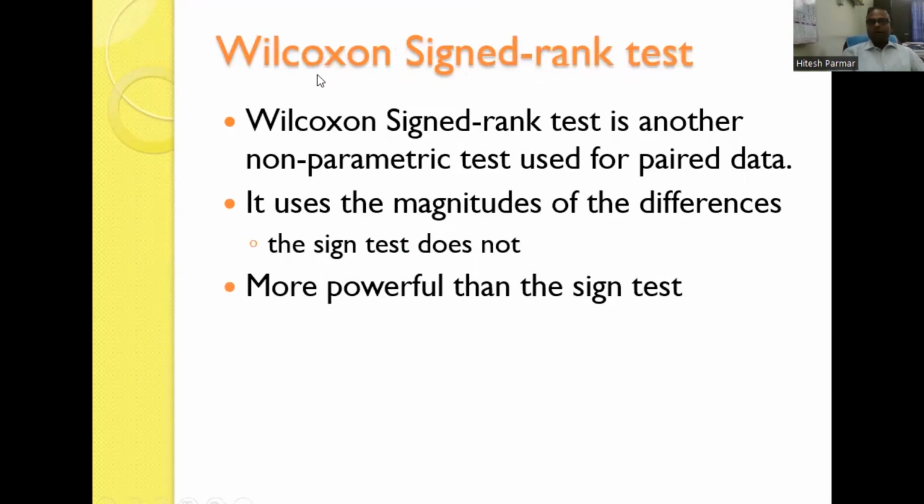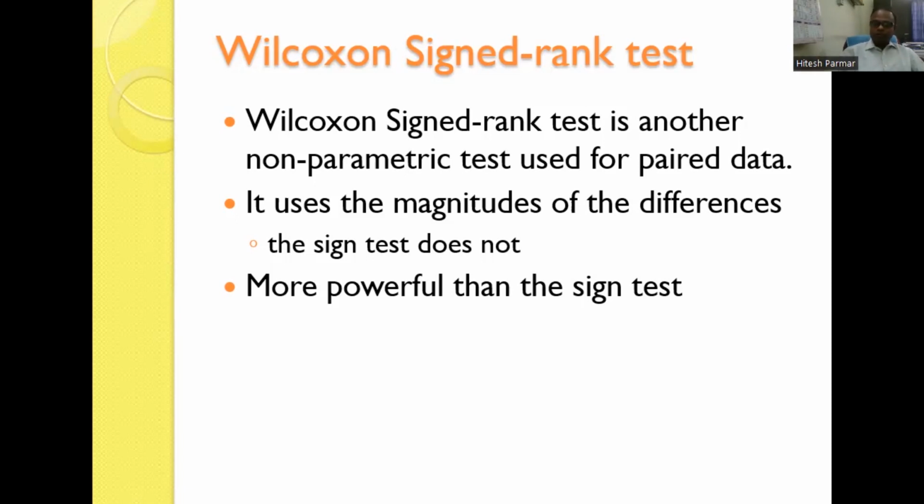The second non-parametric test for the same purpose, before and after, is the Wilcoxon signed rank test. It is another non-parametric test used for paired data. It uses the magnitudes of the differences, and it is more powerful than the sign test. Sign test only works on the sign.